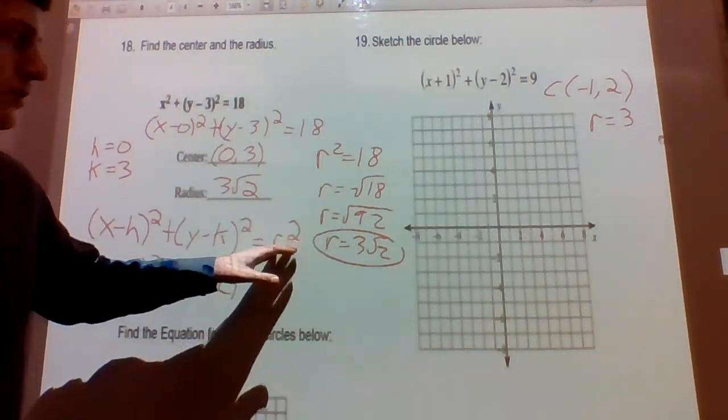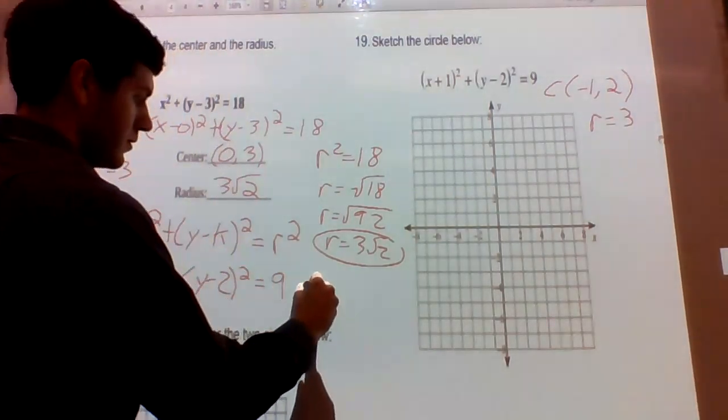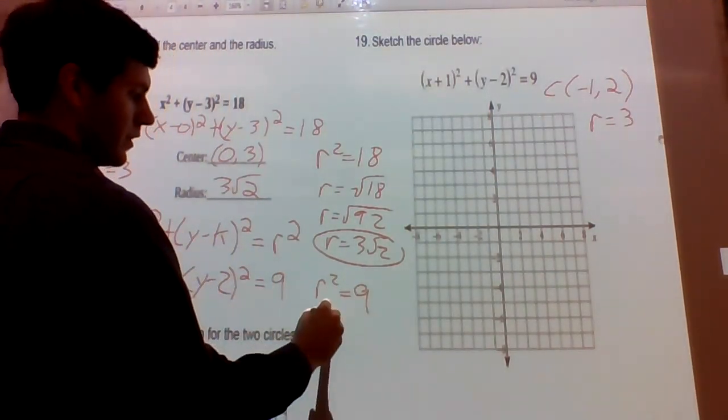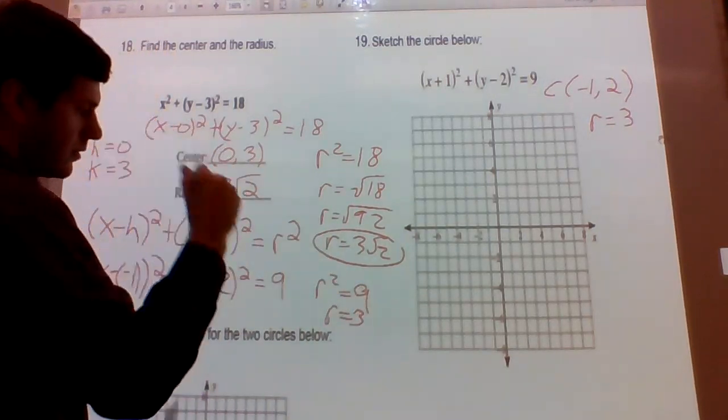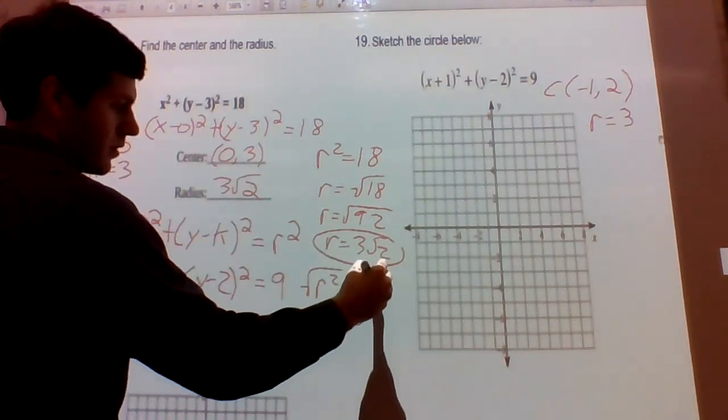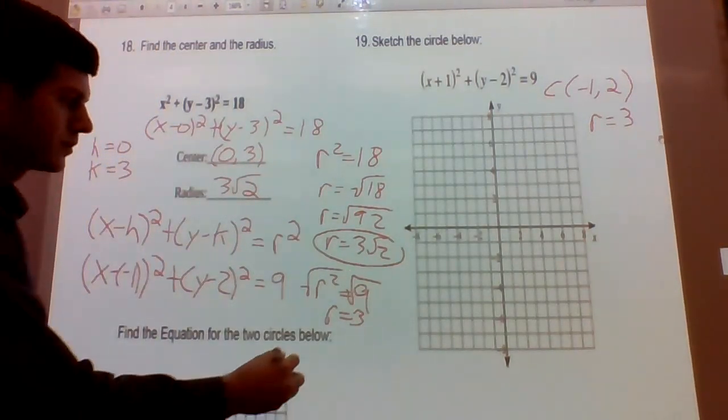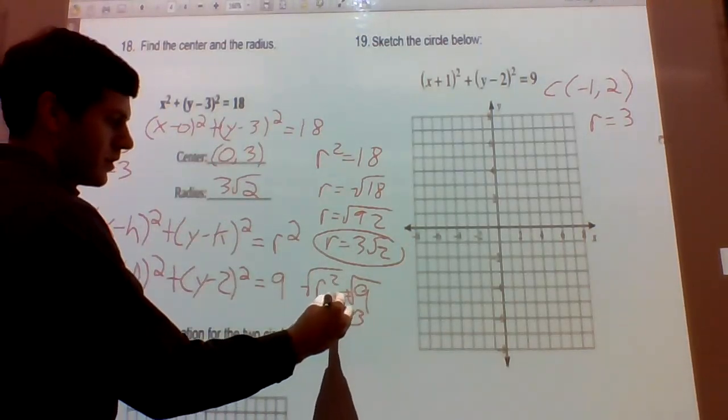And the radius is going to be the square root of r squared. 9 is r squared, right? So r squared equals 9. So if we want to find r, we take the square root and we get 3. R equals 3.